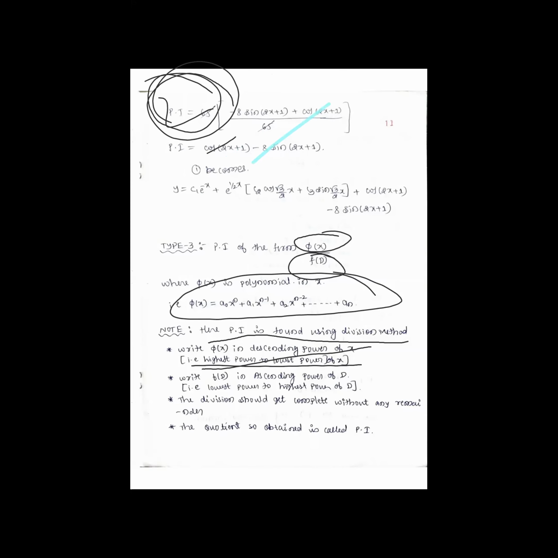For example, if it is like x square plus x cube plus 2x, how do we arrange phi of x from highest power to lowest power while using the division method? What is the highest power? x cube plus x square plus 2x. 3 is the highest power, next 2, next 1. Like this way we have to arrange it. If it is not arranged, please try to arrange it in a proper way.